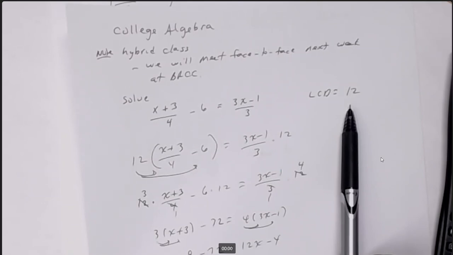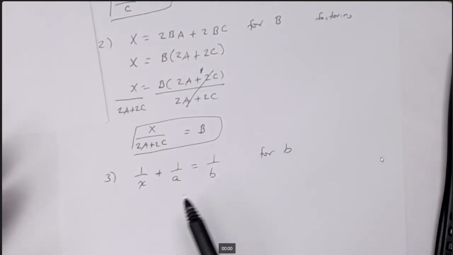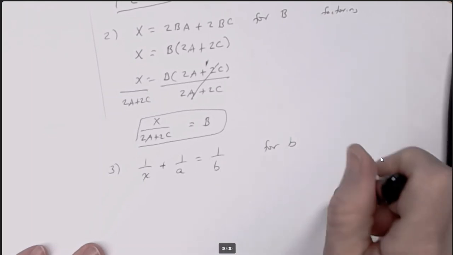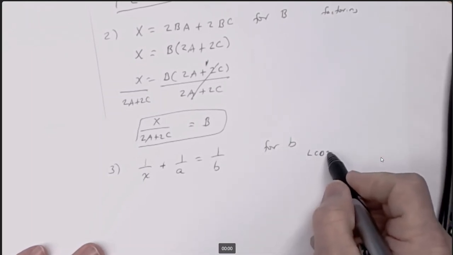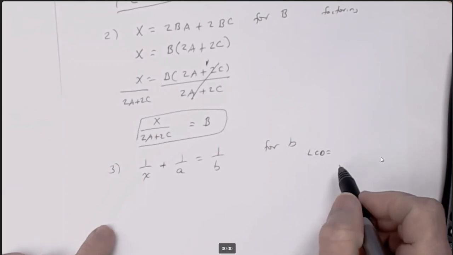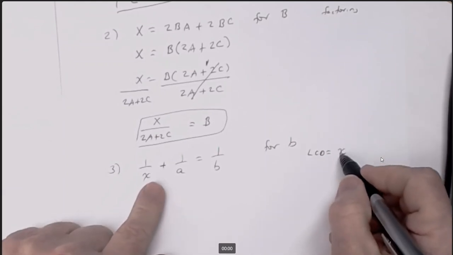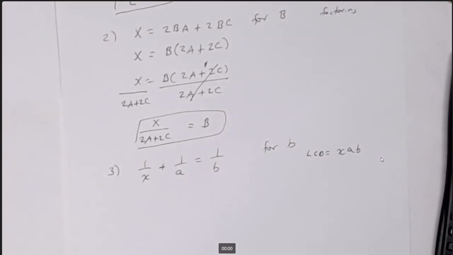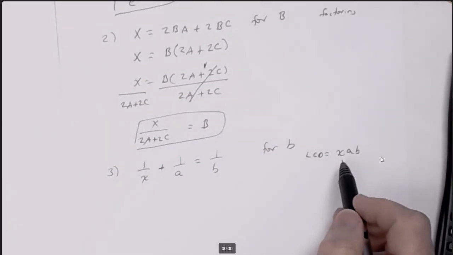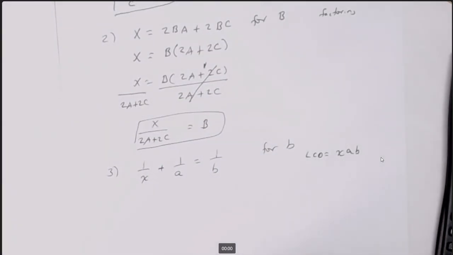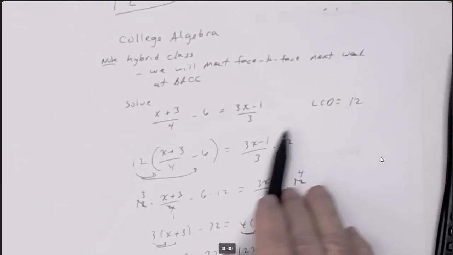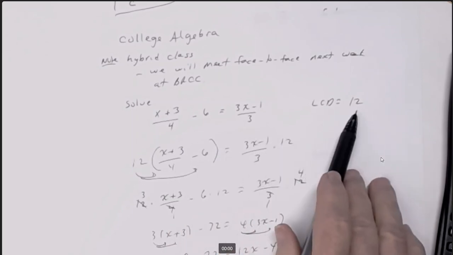And so if you look at your denominators, you have x, a, and b. So your least common denominator has to include all of those factors. So x is going to be here, a is going to be here, and b is going to be here. So your least common denominator is x times a times b. Once you find your least common denominator, just like you did this, you're going to multiply both sides by the least common denominator. So let me go ahead now and rewrite this over.